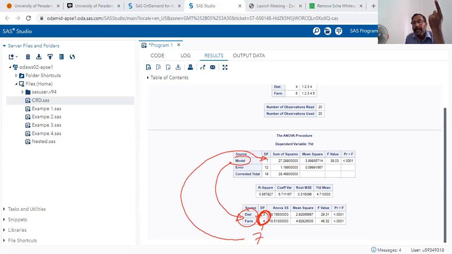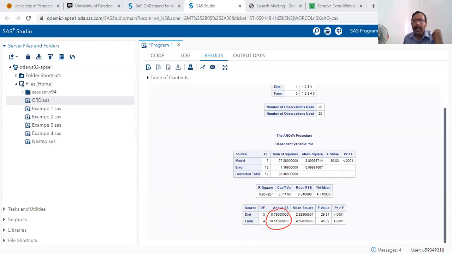In the CRD, we don't have this problem because only one component explains the model, which is treatment. That's why we had the same value in the model and the treatment. Here, not like that. So, for example, the sums of squares values: these two values together are the same as this sums of squares value.